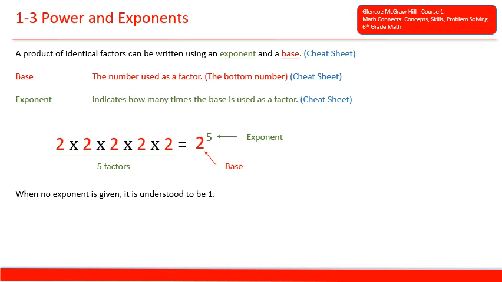When no exponent is given, it is understood to be 1. So 5 is understood to be 5 to the 1st power, but we don't write 1st power or an exponent of 1.